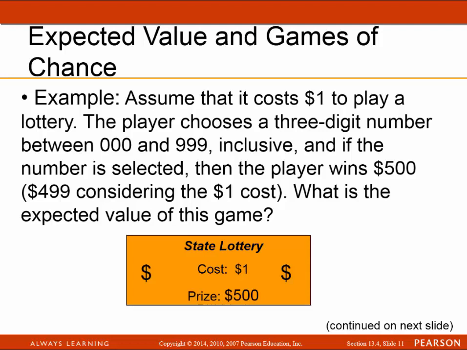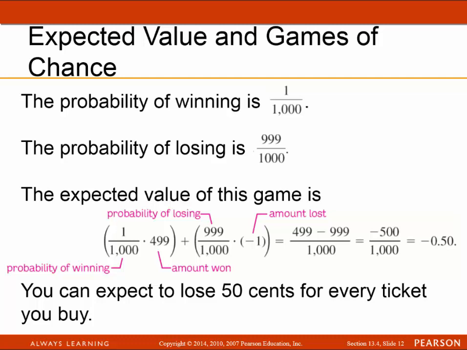So the state lottery cost is $1, the prize is $500. So the probability of winning is 1 out of 1,000. The probability of losing is 999 out of 1,000. So the expected value for this particular game is the probability of winning times the amount that you'll win, which is 499, plus the probability of losing times the amount that you will lose. Then you find out that it's negative 0.5. So if you play this game, you can expect to lose 50 cents for every ticket that you buy.